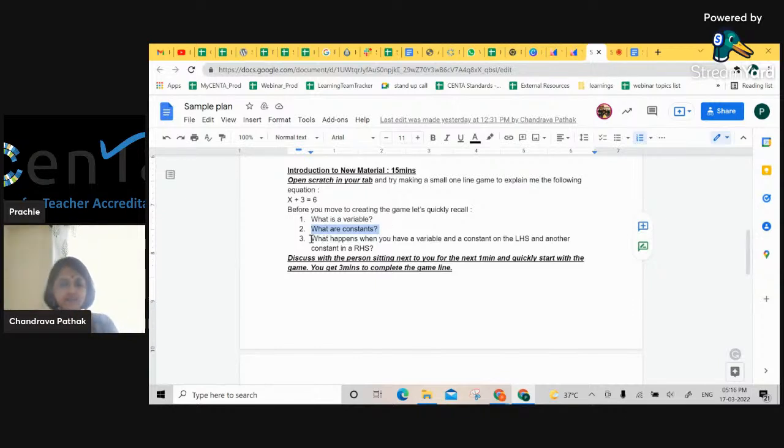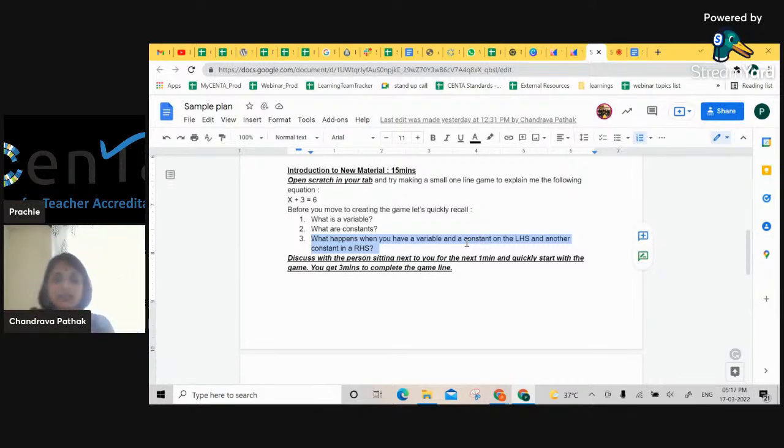And the third thing is a very stepwise thought process that I've helped them to understand. What happens when you have a variable and a constant on the LHS and another on the RHS? This is a key-point-driven question that I'm pushing them to think about and tell me exactly: if there is a constant on the left hand side, they have to move it to the right hand side. Once this thought process is clear, once they know what a variable is, what a constant is, and how they are going to make sure that the constant moves to the other side, all of this is clear to them.